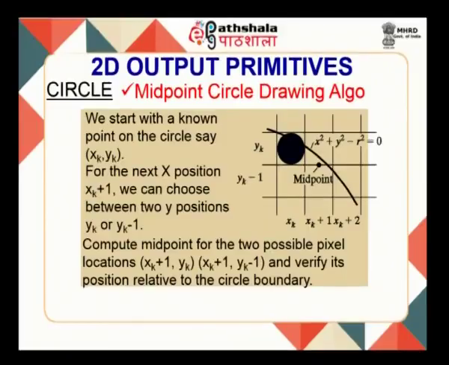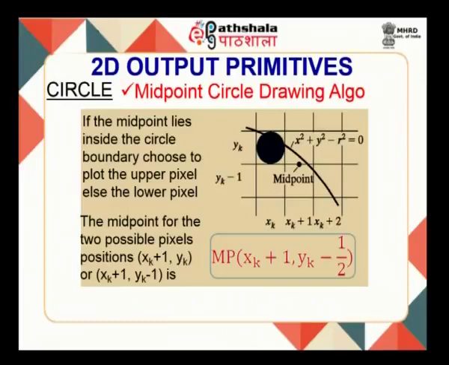Now, how do we know where the midpoint is with respect to the circle boundary? Take the coordinates of the midpoint and substitute them in the equation x squared plus y squared minus r squared. Compute the midpoint coordinates, substitute the x value and y value of the midpoint in the equation, and see if it is equal to 0, less than 0, or greater than 0. That is how you can know the position of the midpoint.